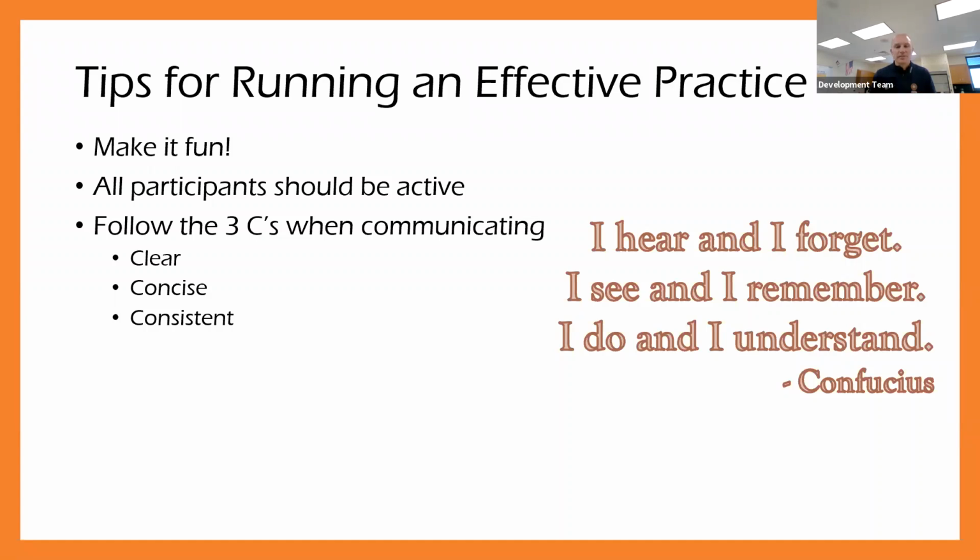And another one is be consistent. As a coach, one thing we have to be on a daily basis is consistent with how we approach practice and consistent with what we're saying, because athletes understand what happens and they can meet those expectations. But if there's always a change in personality, always a change in how we communicate, they can't ever figure it out. So be consistent. Follow those 3 C's, and I think you'll have a very effective practice.